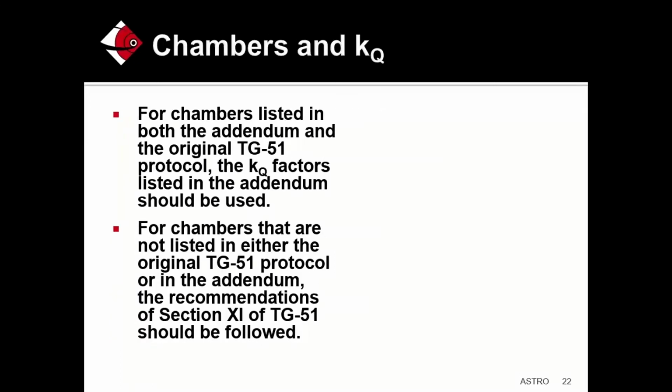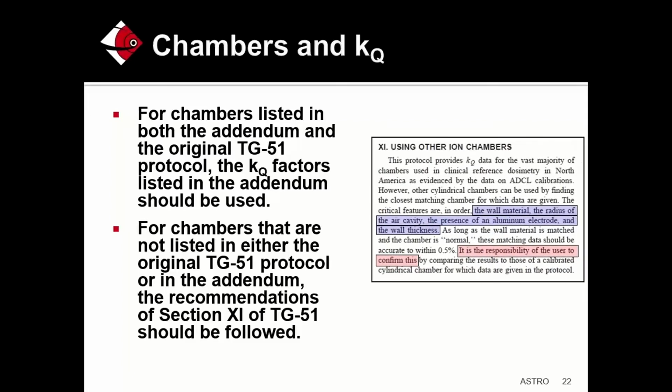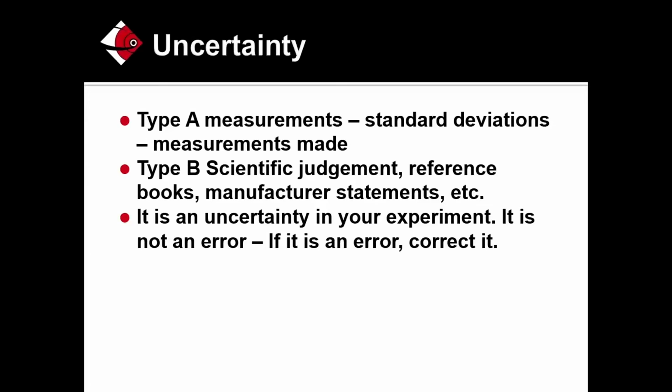So for KQ, for chambers listed in both the addendum and the original TG-51, use the KQ values in the addendum. They're modified and better values. Chambers that are not listed, in other words, use all of the KQ factors that are given in the addendum. If they're not listed in the original or in the addendum, look at the recommendations in paragraph 11 of TG-51 and follow them. I highlighted the areas here, but the wall material is the responsibility of the user to find out. Uncertainty. I wanted to go through this a little bit for you so you understand it, but again, look at table 2 to give it a full feel for this.